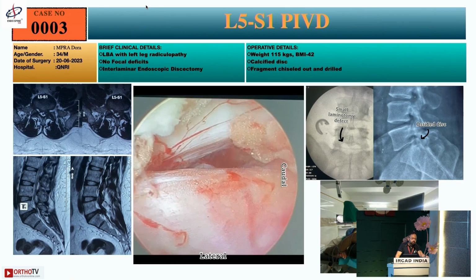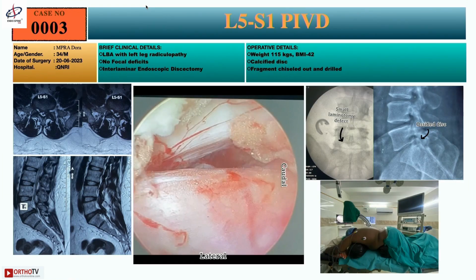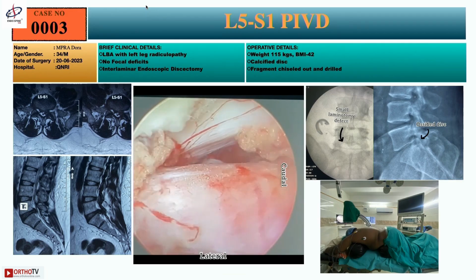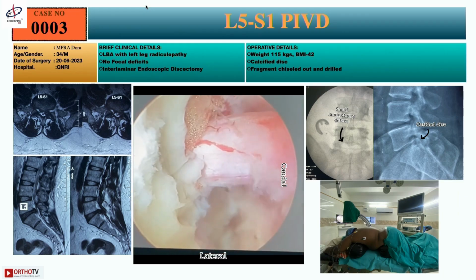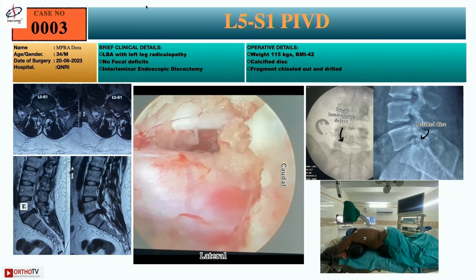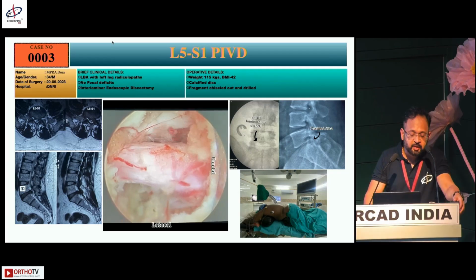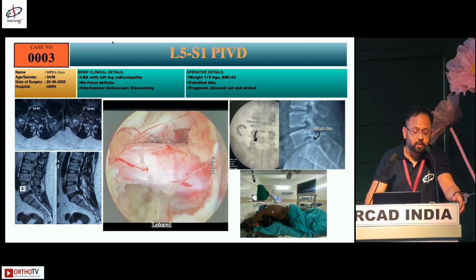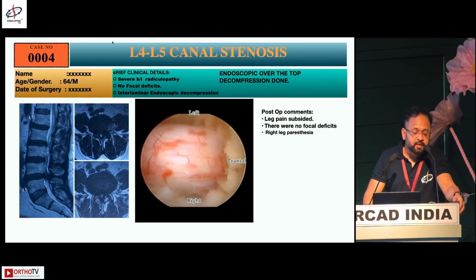Then obesity. Obesity is one of your favorite things because you start with the bone. This patient has a BMI of 42, obese, short individual. You can see the patient is short. So a small laminar defect, you can see the traversing root, partial flavectomy, discectomy has been done, patient is discharged next day post-operative. Then canal stenosis.